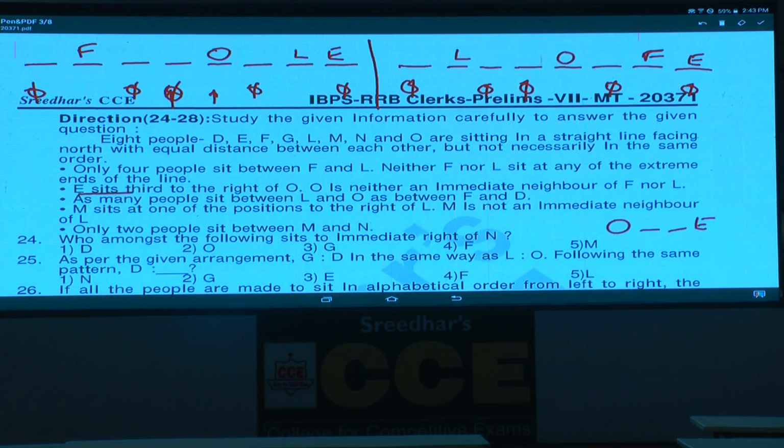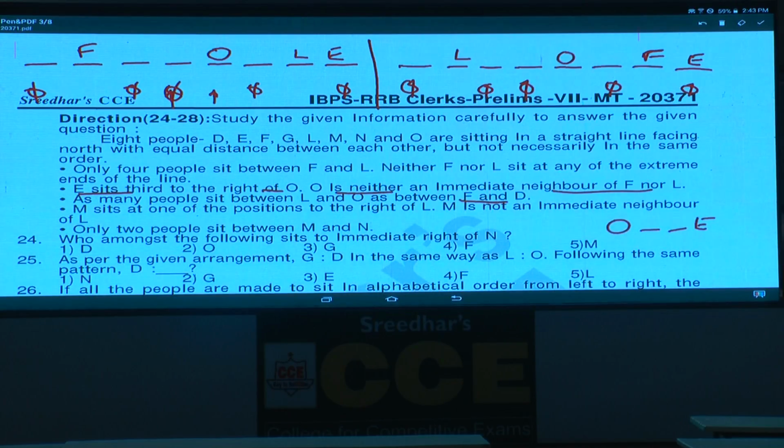E sits third to the right of O. O is neither an immediate neighbor of F nor L. As many people between L and O is same as between F and D. What do you mean by this one? Between L and O, if there is 1 person, between F and D also there must be only 1 person. If there are 2 persons between L and O, then there should be 2 persons between D and F. If there are 3 persons between L and O, 3 persons between D and F, isn't it?